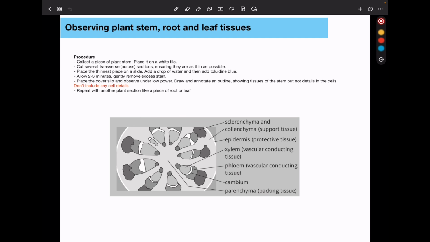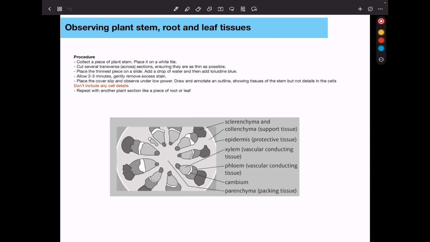The staining agents that can be used sometimes are toluidine blue. These can stain the lignins green. The pectins can be stained pinkish or purple or pinkish purple, and the nucleic acids can be stained green, blue or purple. Now this is still connected to microscopy, so we have to go through the procedure.